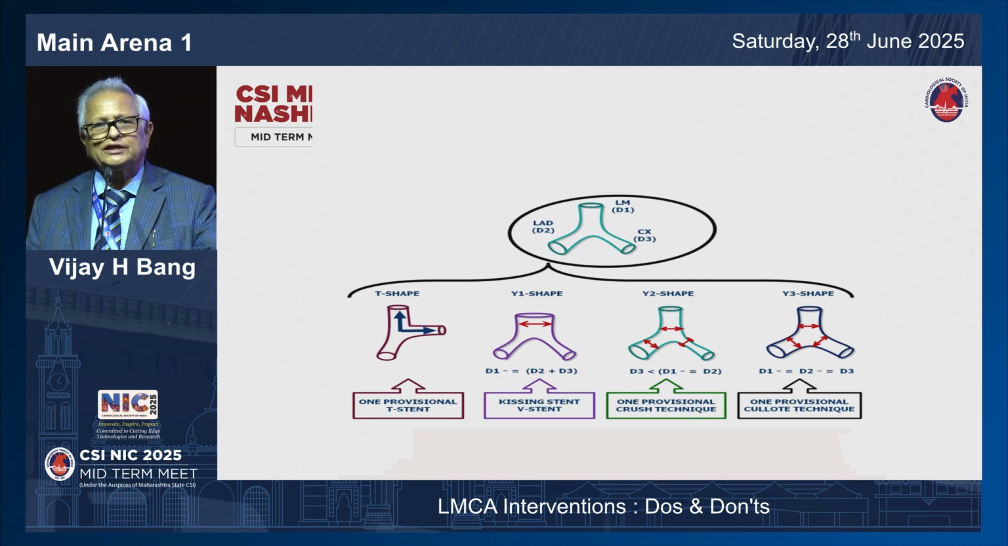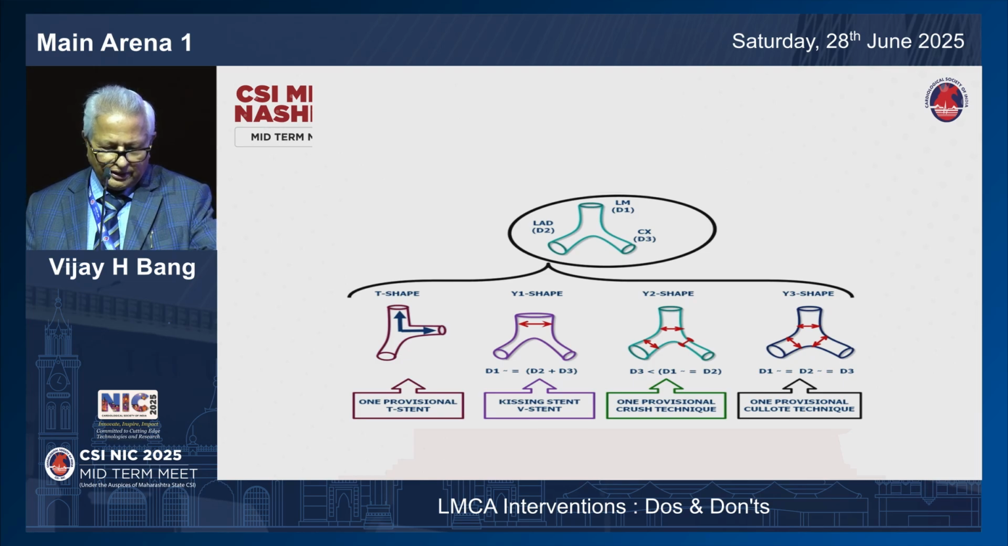Now there are certain things that also dictate what kind of technique we should use. If we have a left main bifurcation with LAD and LCX angle more than 90, or 90 more than 70, then we can consider one provisional stent crossover if there is no significant disease in the circumflex.